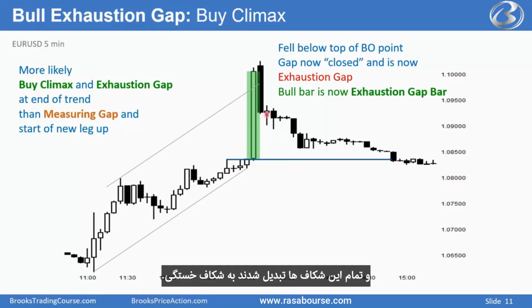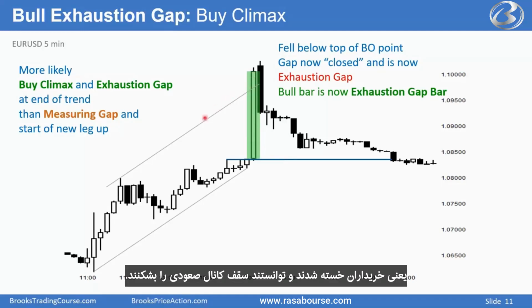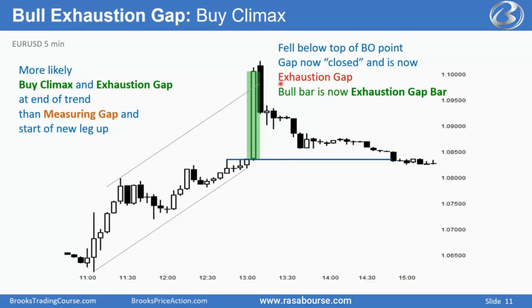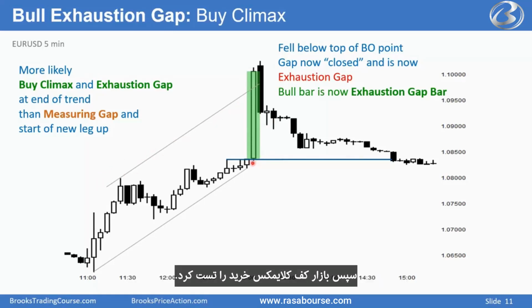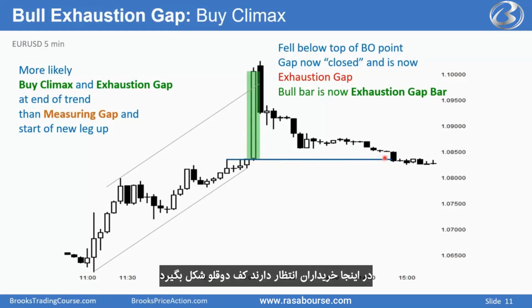And therefore, all of these gaps were exhaustion gaps. This big bull bar was an exhaustion gap bar. Exhausted bulls failing to break above the top of a bull channel. The market tested down to the bottom of the buy climax, which is typical. It usually does that. At that point, the bulls want a double bottom with this low and the pullback low and a resumption of the bull trend, and the bears want a break below the buy climax bar and a measured move down.